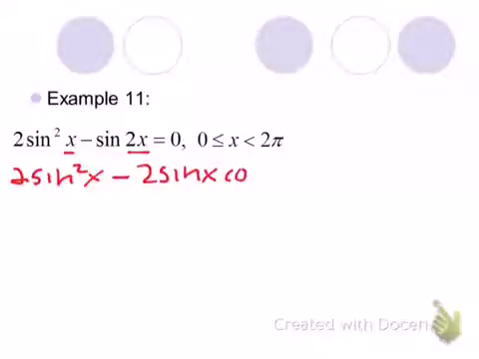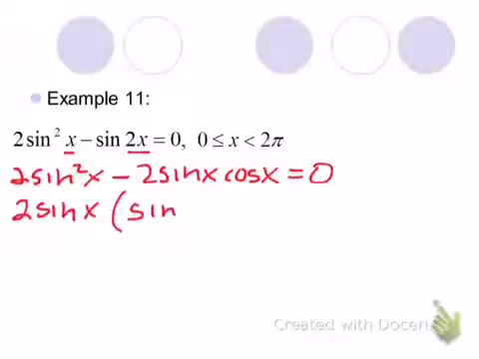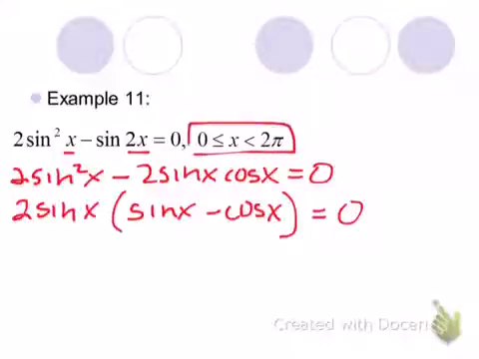And then now I can take out a sine x because I have a sine x in both of these terms. Prior to making that substitution, I did not have the ability to do that. Actually, I can take out a 2 sine x. So 2 sine x times (sine x minus cosine x) equals 0. And we didn't discuss this yet, but we're going to go one revolution in the positive direction, so 0 to 2 pi.